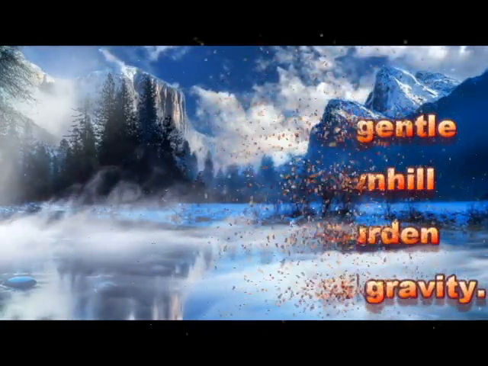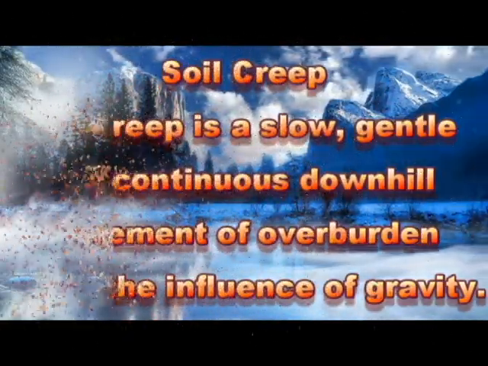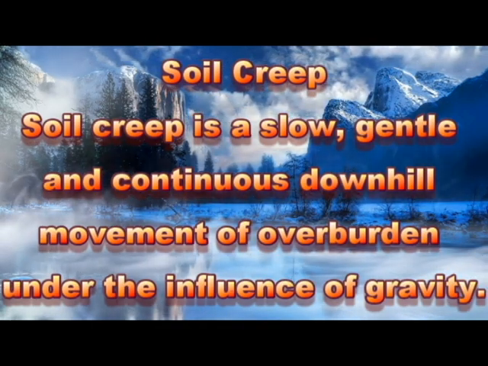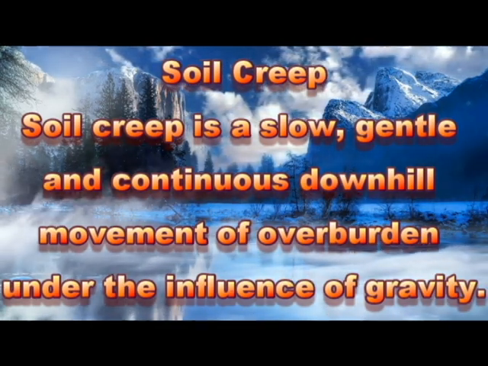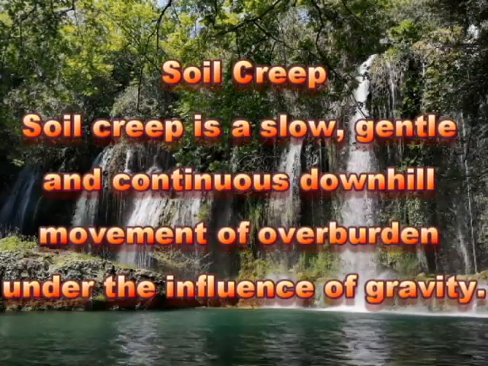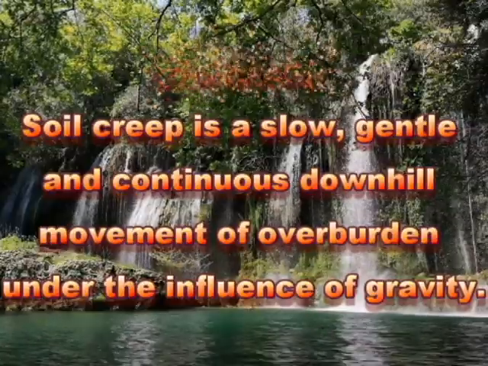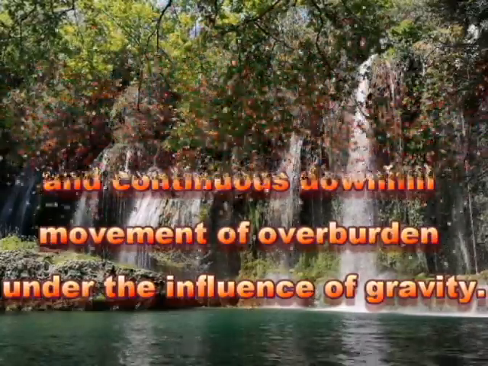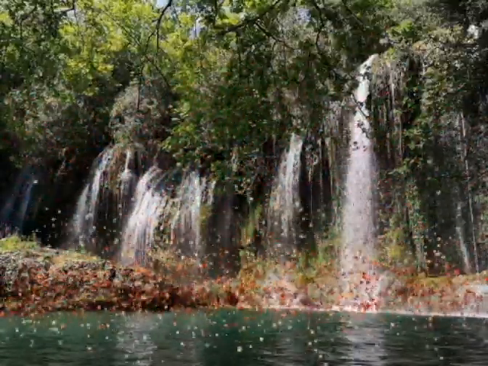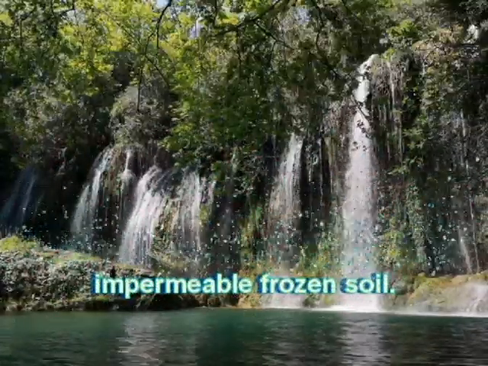So, let us see what these types of mass movement are. The first type of mass movement is soil creep. It's a slow process, so it's going to take a little time. Soil creep is basically the slow and gentle as well as continuous downhill movement of overburden under the influence of gravity. For this to take place, there has to be, as I said earlier, water, and it must be on a slope. So, let us see how this can happen. It can happen in at least two ways.